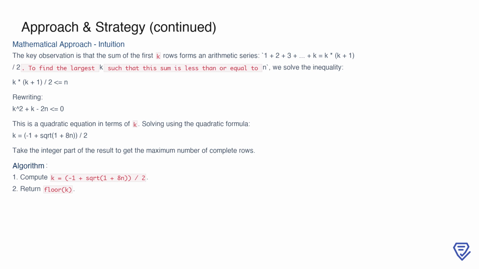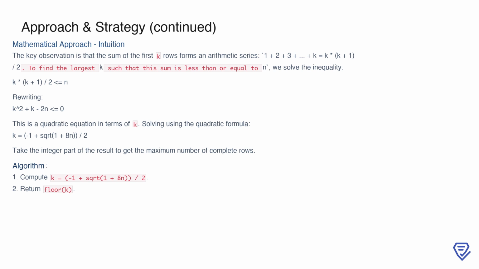The key insight here is that the total number of coins needed to form k complete rows is given by the sum of the first k natural numbers, which can be represented by the formula k(k+1)/2. To find the largest k that satisfies this condition with a given n, we can rewrite the inequality k(k+1)/2 ≤ n as a quadratic equation, k² + k - 2n = 0. Solving this using the quadratic formula gives us k = (-1 + sqrt(1 + 8n))/2.